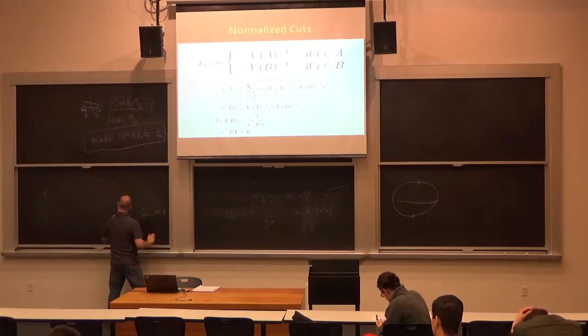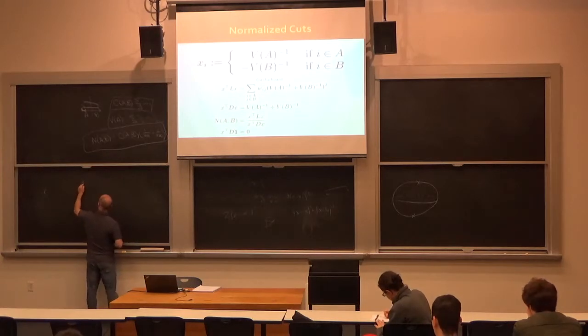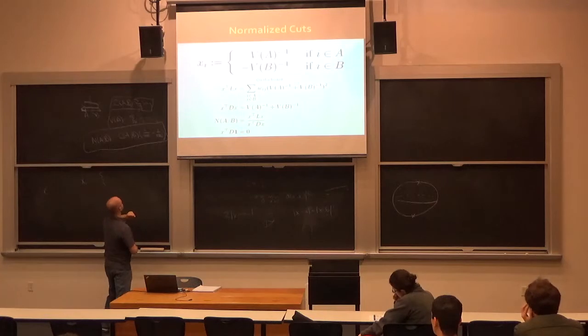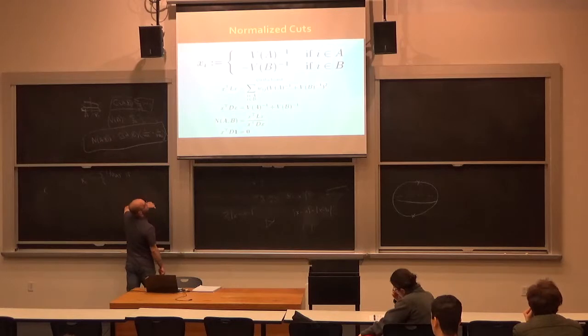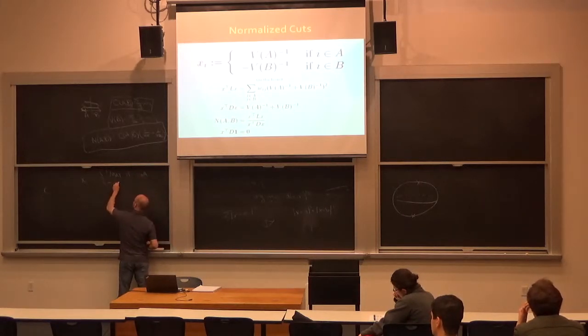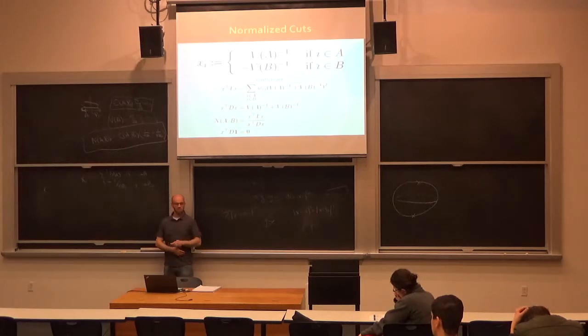I'm going to define for you this weird vector that I've called x as on the screen. Right? So the ith component of x is going to be 1 over the volume of set A if the ith data point is in A. Yeah? And it's going to be minus 1 over the volume of B if it is in B. Cool? Kind of a weird definition. Yeah? So, why would I do this?